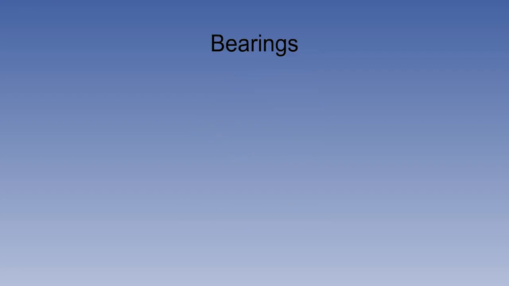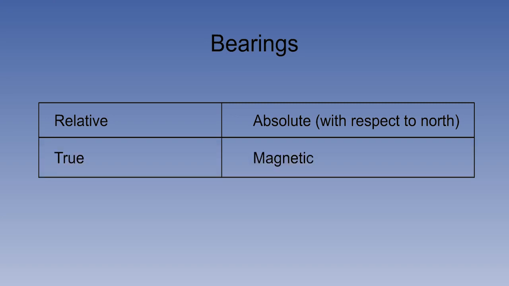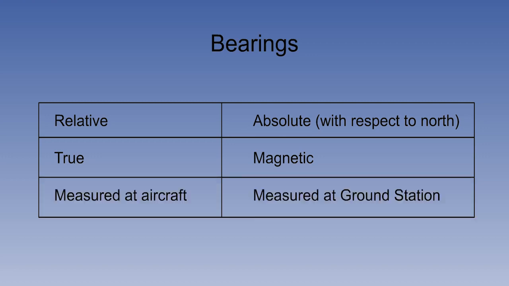Bearings can be split into subcategories: relative, or with respect to north, true or magnetic, measured at the aircraft, or measured at a ground station. Each of these considerations affects how we plot them. We'll start by considering relative bearings.